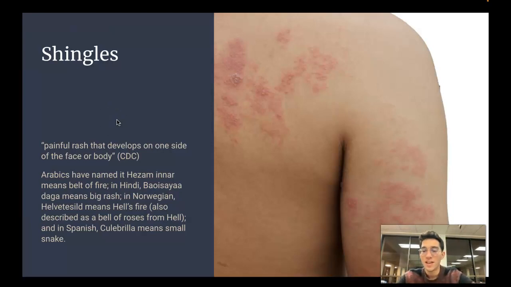Different civilizations have come up with descriptive names for shingles. They all kind of point in the same direction. For example, Arabic speakers named it in a way that means belt of fire. The Hindus named it in a way that means big rash. The Norwegians named it in a way that means hell's fire. And the Spanish named it culebrilla, which means small snake.